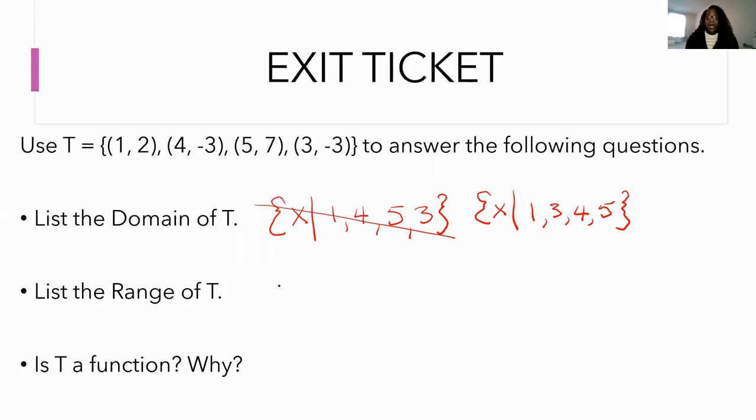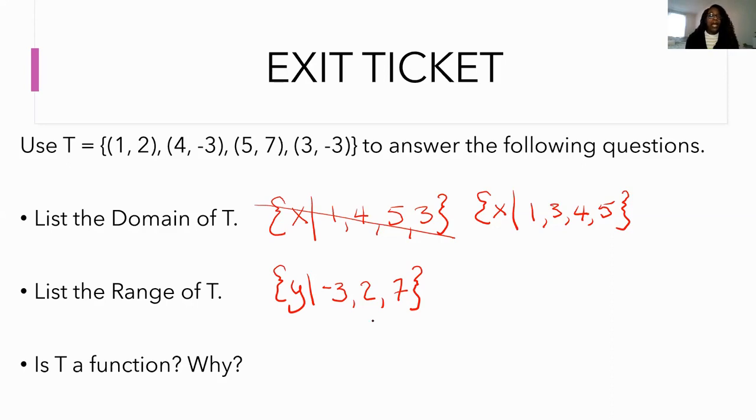Now my range is going to be the set of my y values. If I start from lowest to highest, my lowest is -3, then 2, then 7. And hopefully you're saying, Miss Conner Gibson, you forgot a -3. Remember, you don't have to write it down twice. You just have to write it down once.